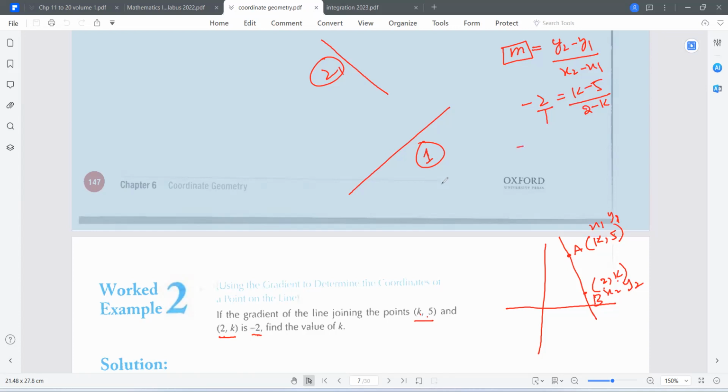By cross multiplication, -2 will be multiplied with 2 minus k, and 1 would be multiplied with k minus 5. After multiplication with -2, it would be -4 plus 2k, and it would be k minus 5. Take this k to this side, and -4 will be shifted there. 2k minus k is equal to -5 plus 4, and k is equal to -1.